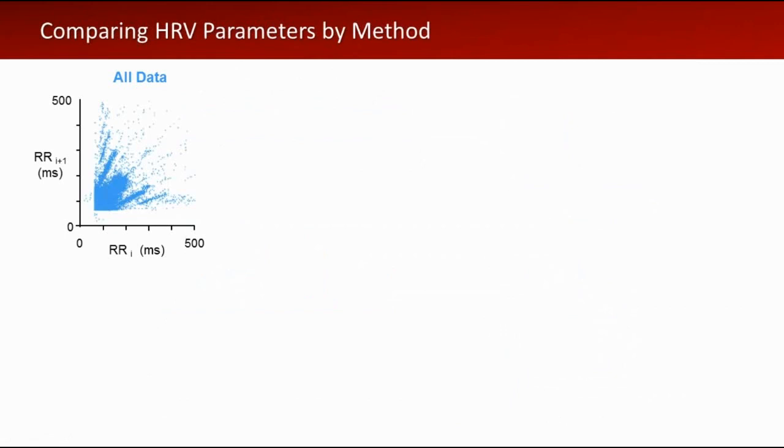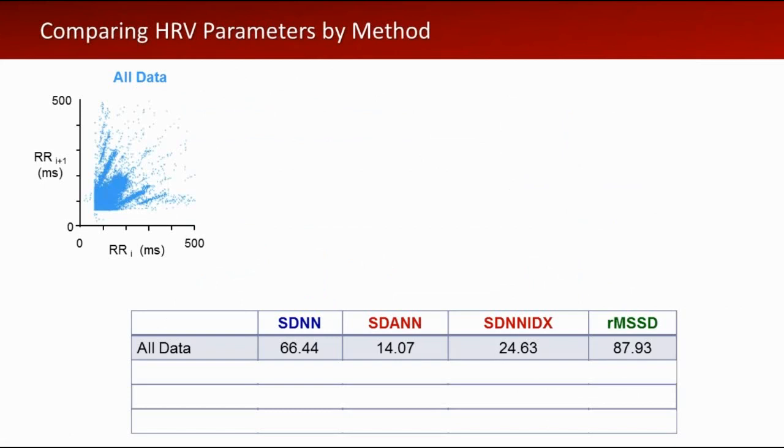So here's a side-by-side comparison of these heart rate variability cleanup parameters by method. Here's all of our data again, just on that 500 to zero scale, so everything is the same. And as you can see with your heart rate variability parameters, here are those overall, intermediate, and short-term heart rate variability downstream parameters I mentioned.